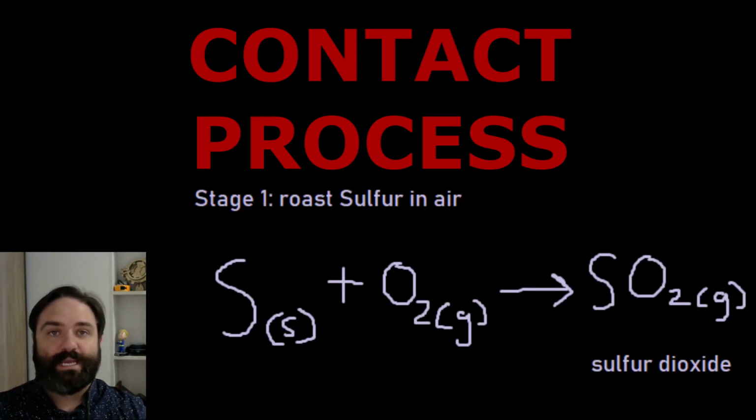What that means is taking solid elemental sulfur and burning it in air to produce sulfur dioxide. This step goes to completion. It is not an equilibrium. The sulfur dioxide which is produced is a gas. It's also quite a nasty environmental pollutant, so care must be taken not to release it into the atmosphere. That's step 1.